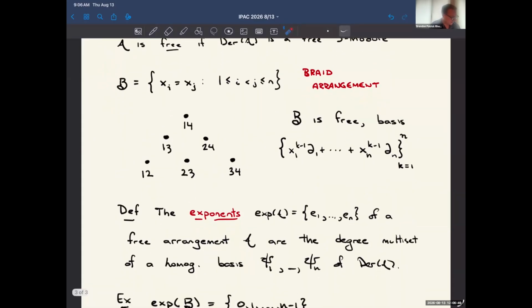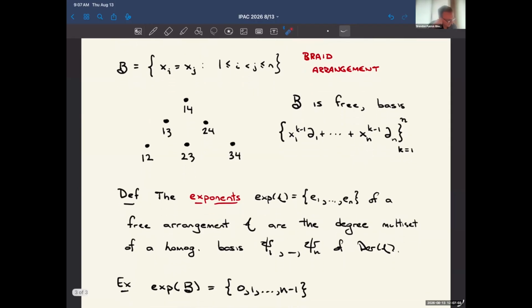And one little bit of terminology. So if you have a free arrangement A, it can be arranged so that a basis of the derivation module is homogeneous. And the exponent sequence, the exponents of A, are just the multiset of polynomial degrees of elements of any basis. Those are uniquely determined. So for example, the exponents of the braid arrangement are 0, 1, 2, up through n minus 1.